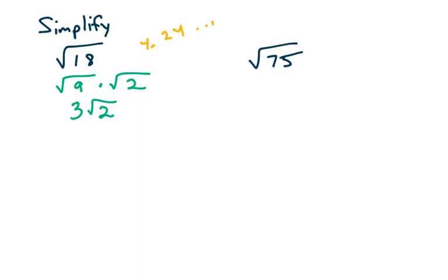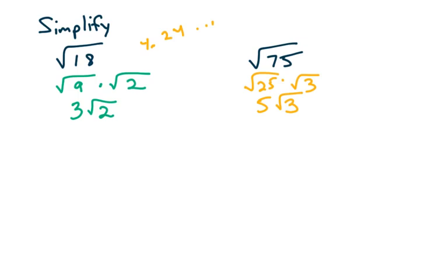Okay, so the square root of 75. You can go back to that list of all the perfect squares, and basically you're thinking, what factors of 75 are perfect squares? Well, 75 is 25 times 3. So you write that as the square root of 25 times the square root of 3, and then evaluate. Square root of 25 is 5, 5 times the square root of 3. And then you can check on the calculator if you like.